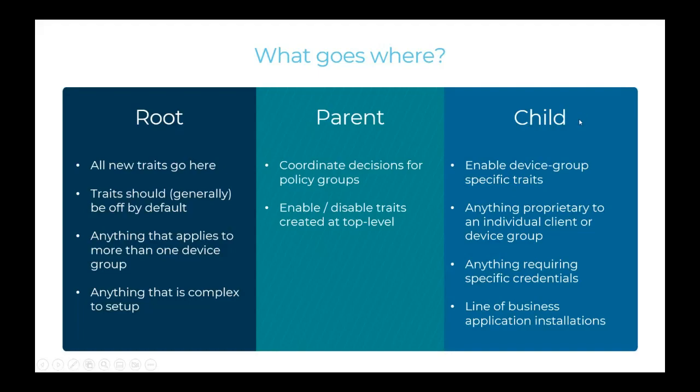And then child, this is where you're going to enable device group specific traits. So if it only impacts specific device groups or a specific device group, you're going to turn it on here. If there's anything proprietary to an individual client or device group, you turn it on here. You may even just create a new trait here. I do encourage you to do as much as you can in root, but there are instances where you may want to create individual things in the child policy. If there are stored credentials, you may want to do them here. And then line of business applications that are only applicable to a small group of machines.